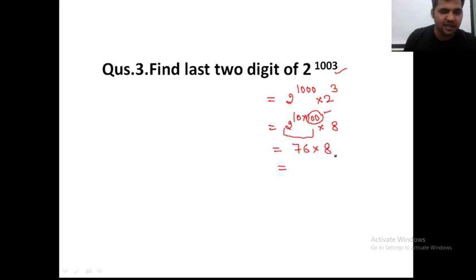Now when you multiply 76 with 8, what will be the last two digits that you will get? 8 into 6 is 48. So you will write 8 and 4 will be carried forward. 8 into 7 is 56, right? 56 plus 4 is 60. So you will write down the last digit of 60, that is 0. So the last two digits will come out to be 08. Alright. Do you have any doubt in this question number 3, Varsha? Is it clear to you?